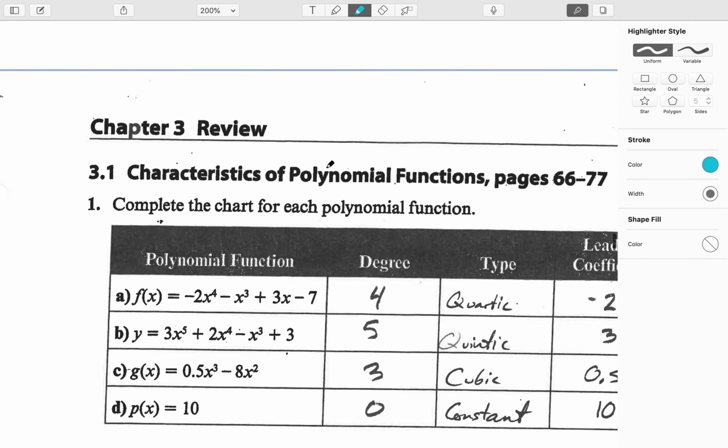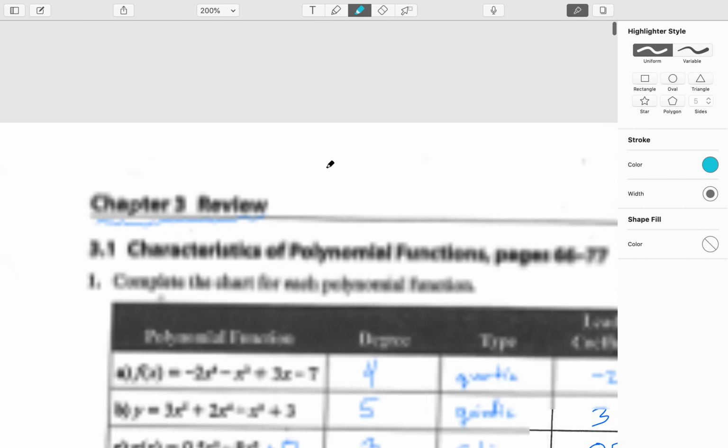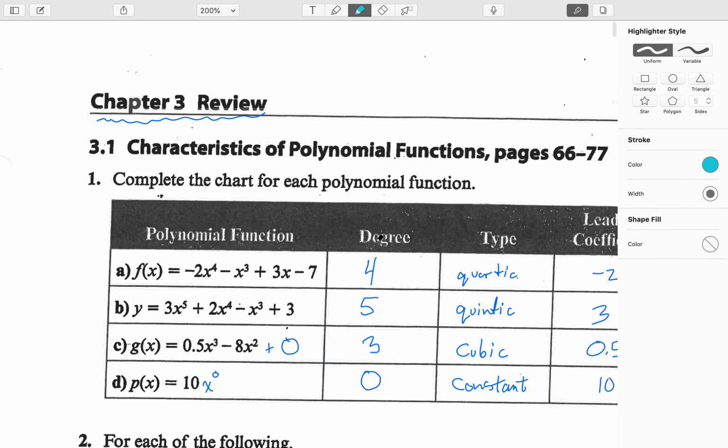Alrighty, so that is a long review. And yes, you'll notice the answers are all online. So good luck with this. And sometime this weekend, let's get this last test over and done with, and then summer can begin.